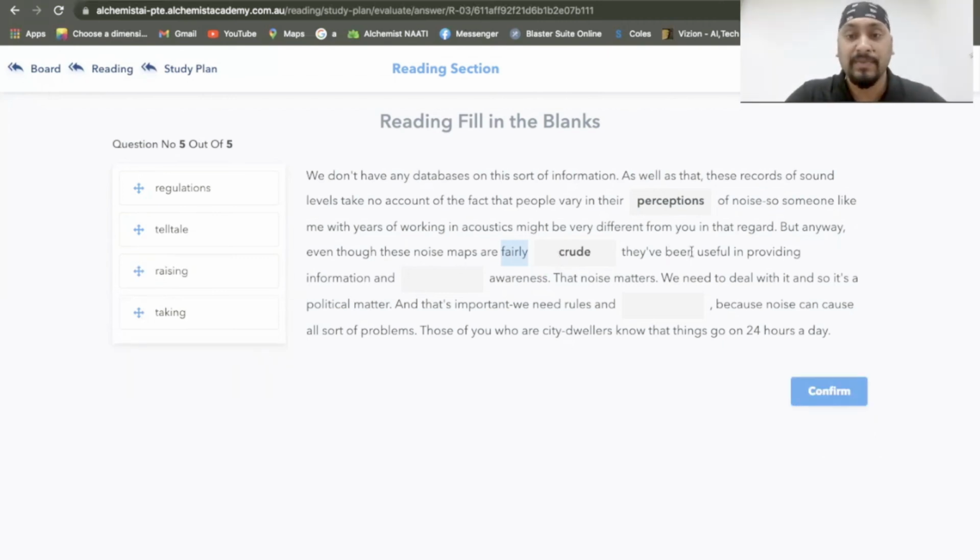Crude means unfiltered. But they've been useful in providing information and dash awareness. Providing is a verb, information is a noun, so a verb and noun combination. Here I've got a conjunction, so I should have a verb and noun combination as well. I have a noun, I need to find a verb. I've got two verbs here, taking and raising. They've been useful in providing information and raising awareness, because you cannot take awareness, you can raise awareness.